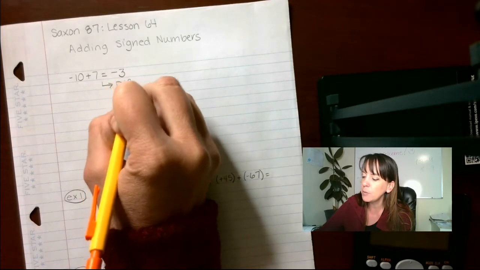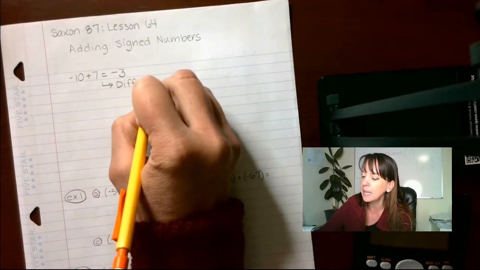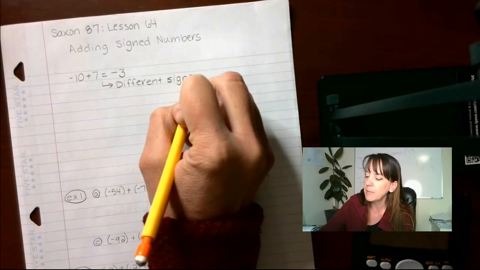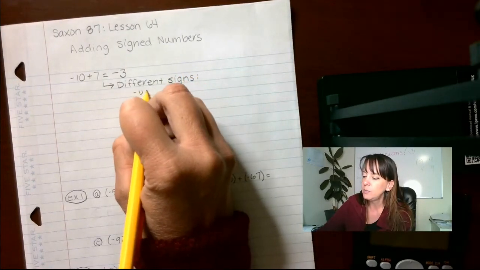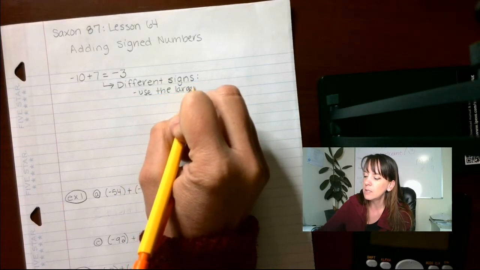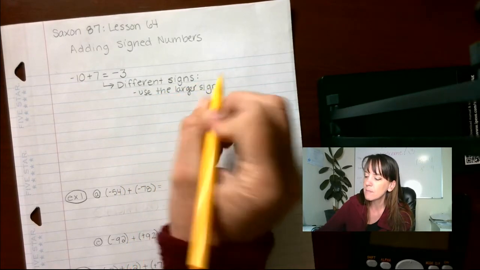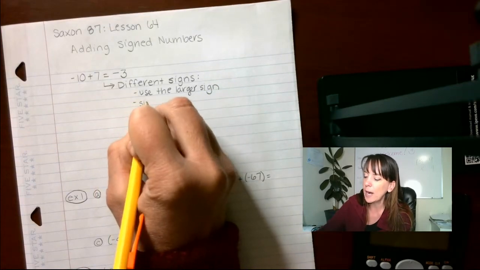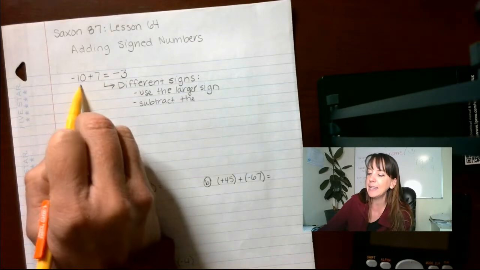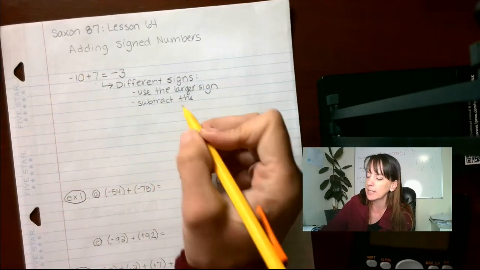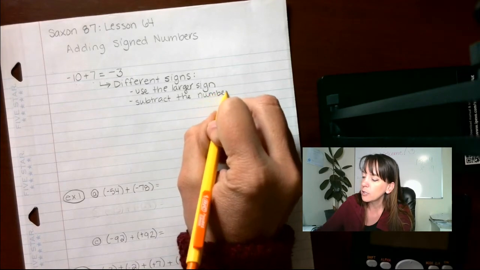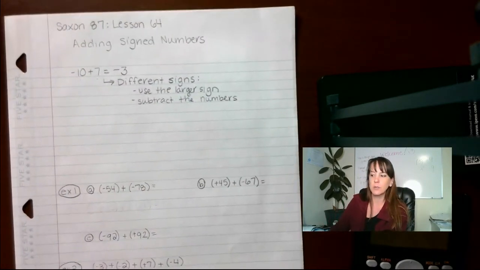Different signs. And guys, if you are in my class, you need to be taking notes. Different signs means use the larger sign and subtract the numbers. Subtract the numbers, because when we're finding the difference, we're subtracting. So make sure you're writing this down. If you are in my class, it goes in your portfolio.